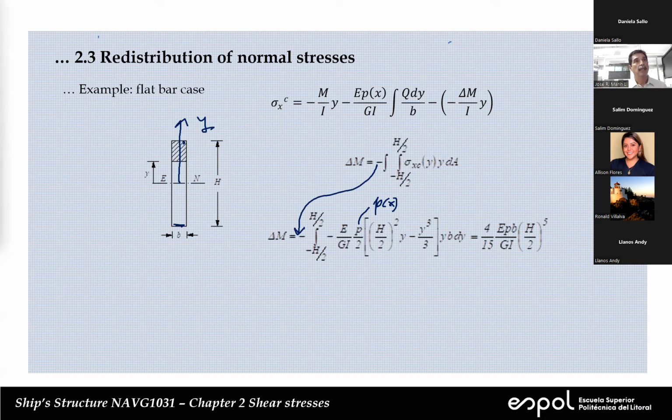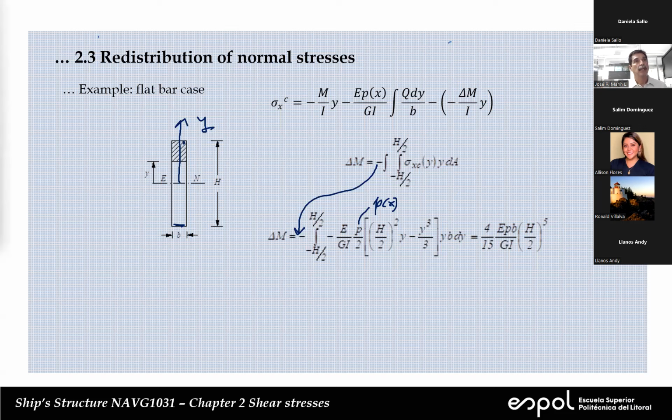Let me ask somebody to participate. Mr. Sawai, what are units of P? Units of P here? Force over length. Yes, force over length. Nice.